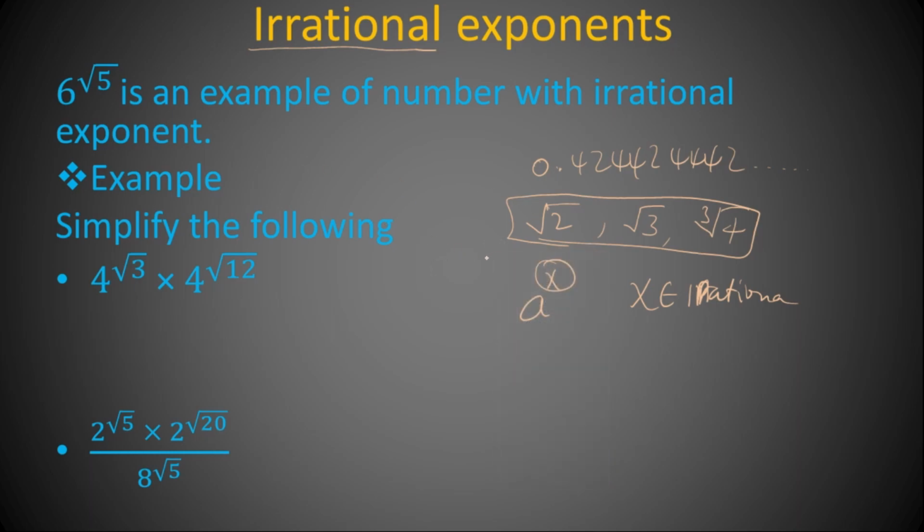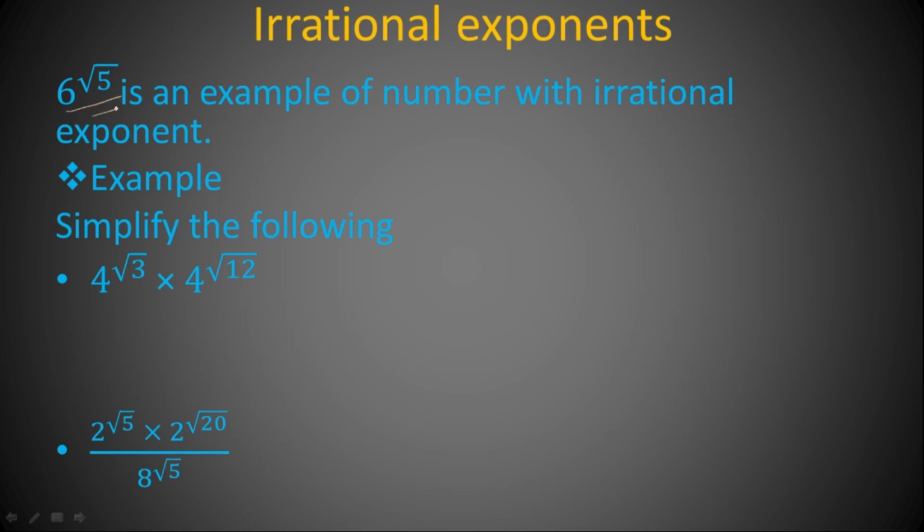Let me proceed. The first example that we are going to see is 6 to the power of radical 5. It is an example of an exponential function with an irrational exponent, because radical 5 is an irrational number. The reason is that there is no rational number whose square is 5, so it is impossible to take the number 5 out of the radical in an easy way. So the answer is an irrational number.